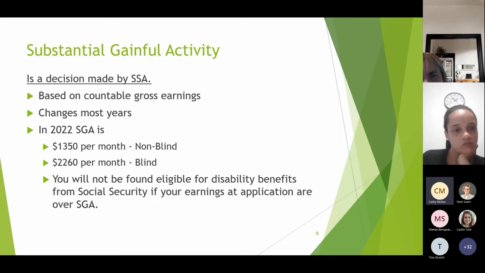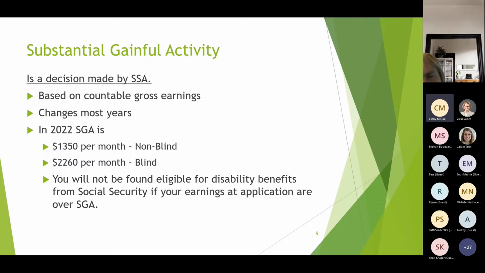When you apply for disability benefits, if you're engaging in substantial gainful activity, work that pays that amount, at the time that you apply, you will not be found eligible. So if you have a disability that's progressive, or you know that you're going in for treatments or surgeries that are going to result in a disability that will last for more than 12 months, you need to wait to apply for disability benefits until after you stop engaging in substantial gainful activity.